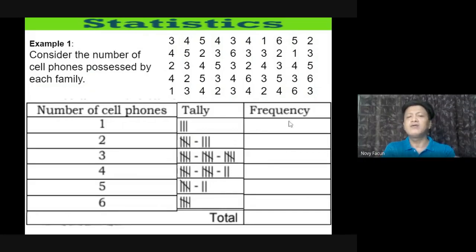And then you're going to write the frequency of each tally. And that is 3. Ibig sabihin, 3 yung merong isang cellphone. And then, 8 dito sa may dalawang cellphone, 15 dun sa mayroong 3, and then we have 12 dun sa mayroong 4, and 7 dun sa mayroong 5 cellphones, and 5 din dun sa merong 6 na cellphone. Kapag inadd natin yan, we call that total frequency natin. That is 50. Ibig sabihin, 50 lahat yung nag-respond dun sa ating survey. This is ungrouped data kasi nga individual lang yung kinuha natin dyan.